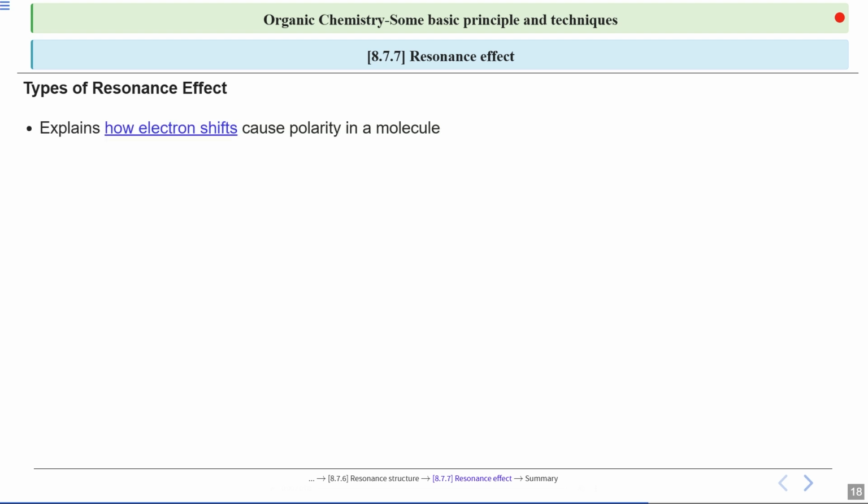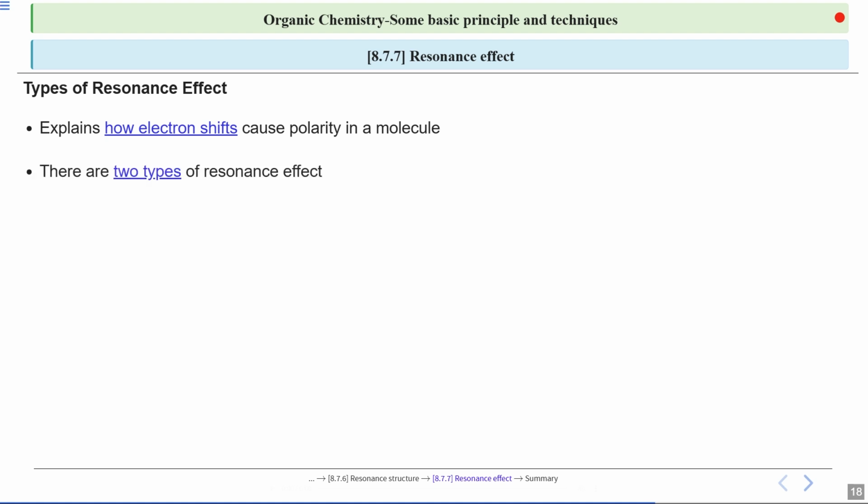Now this helps us in knowing the electron shift, and that is the reason we see reactions, because if there is an electron shift, there will be an increase in polarity in the molecule, and that will result in reactivity as well.